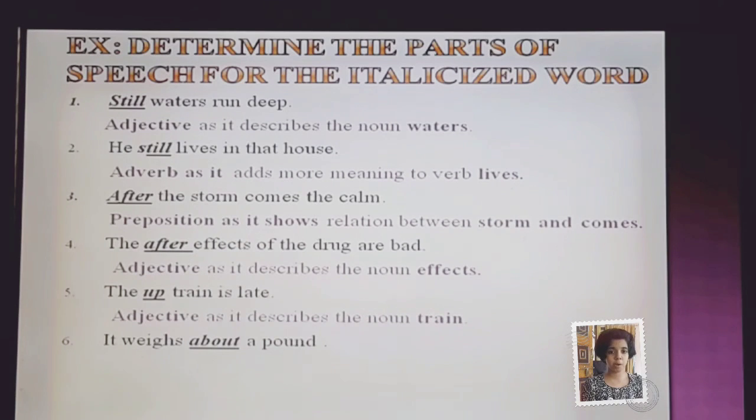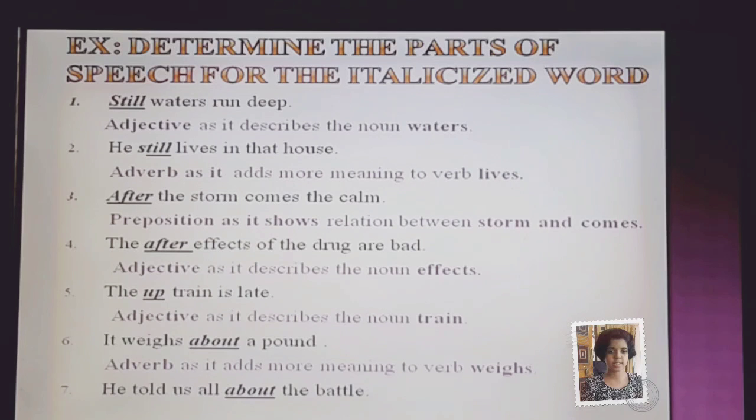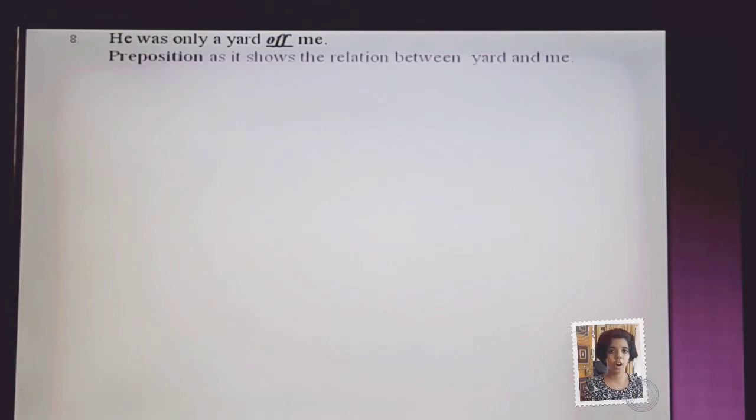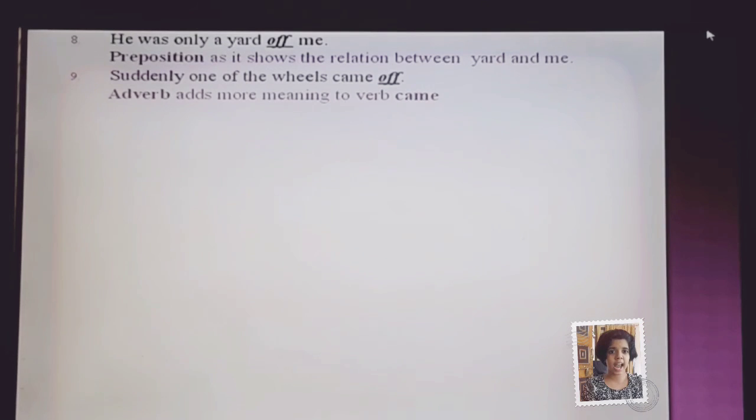It weighs about a pound. About is an adverb as it adds more meaning to the verb weighs. He told us all about the battle. About is a preposition as it shows the relation between all and battle. He was only a yard of me. Here, of is a preposition as it shows the relation between yard and me. Suddenly, one of the wheels came off. Here, off is an adverb as it adds more meaning to the verb came.